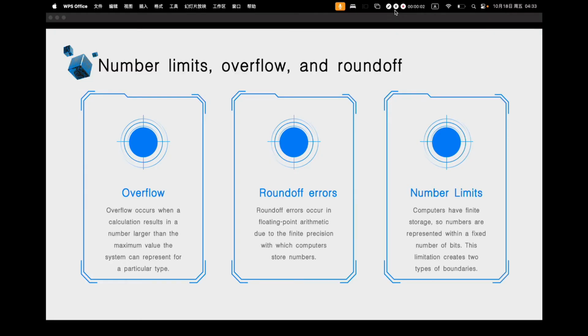Okay, now we can go on to number limits, overflow, and round-offs. So let's start with number limits. Computers store numbers using a fixed number of bits, as we all know, and there will be a maximum and a minimum value that can be represented. Let me show you an example.